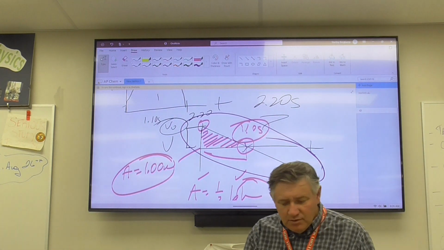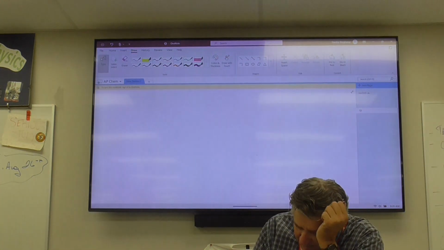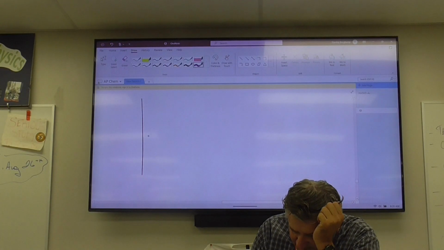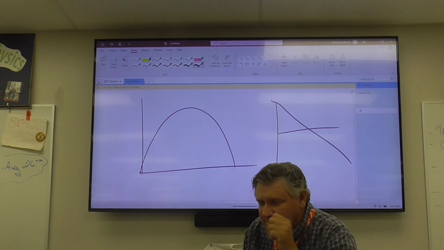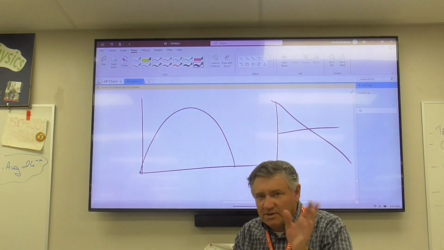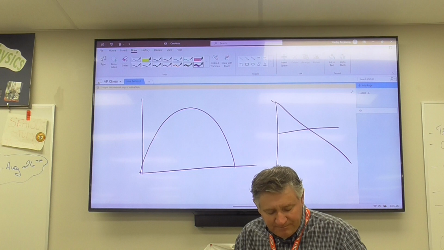So you're going to have two graphs, okay? You're going to have a position time graph that's going to look like this. You're going to have a velocity time graph that looks like this, okay? When you get done, that's a very crude version of it, but that's basically what it's going to look like.